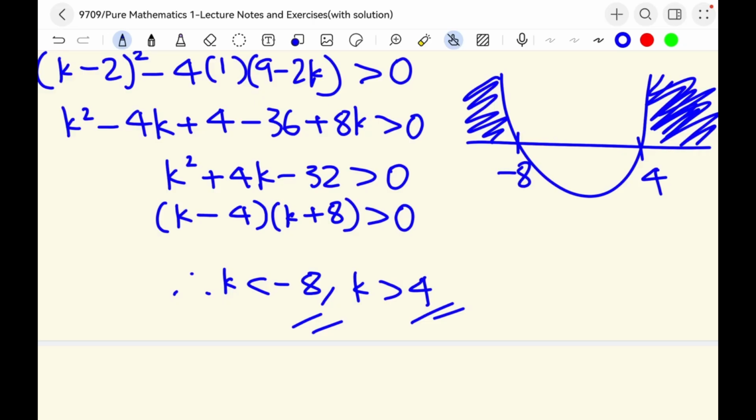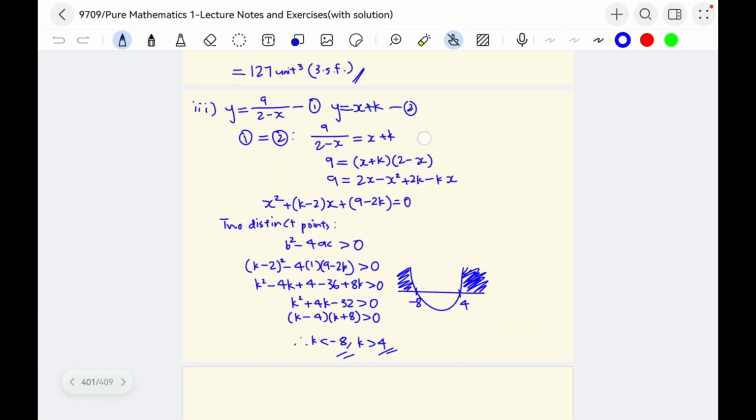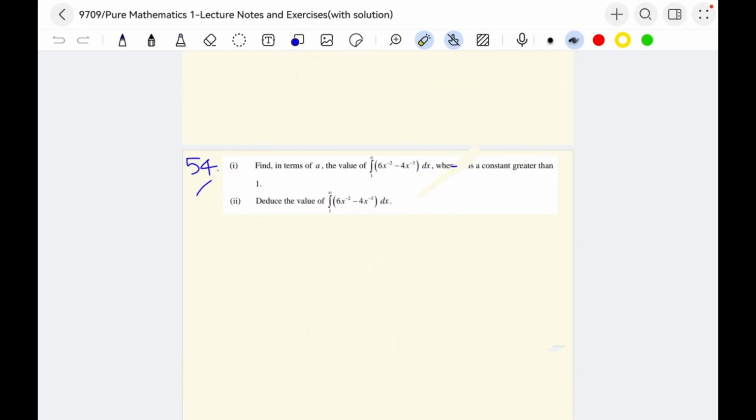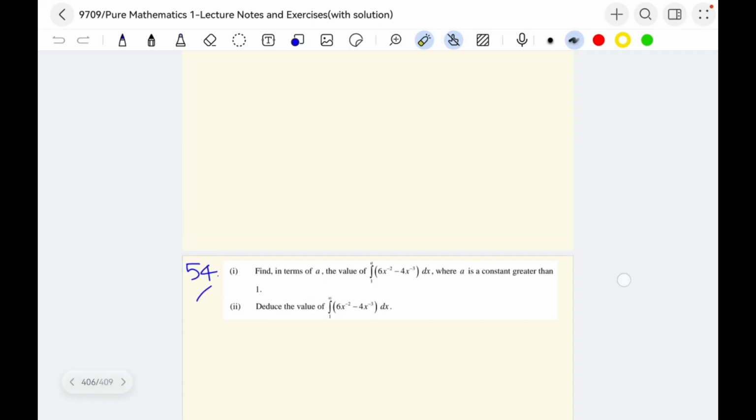Okay? So hopefully you can understand this, because this chapter is actually from our Pure Mathematics 1, Chapter 1. Okay? So yeah, let's move on to the next question, which is the last question. Alright guys, this is our last question among the integration chapter.